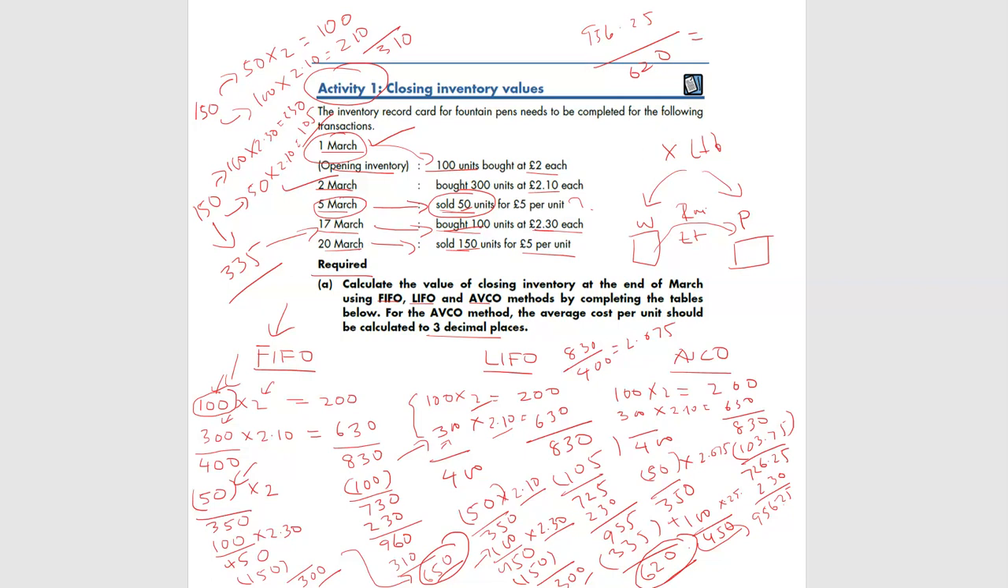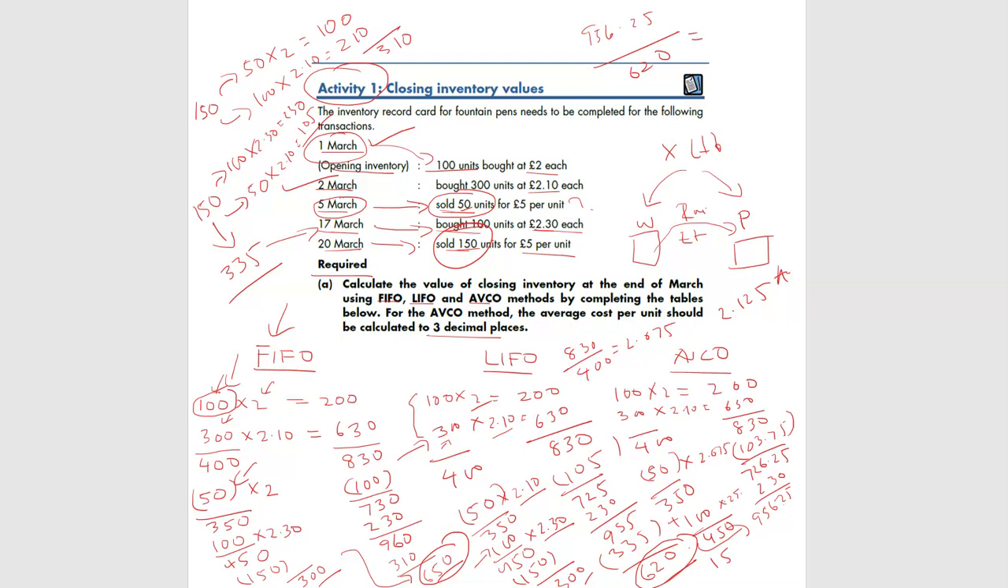So we have 956.25 divide 450, that gives me 2.125. 2.125, that's my average price. And before I make the issue for the 150 unit, I'm going to multiply with that.